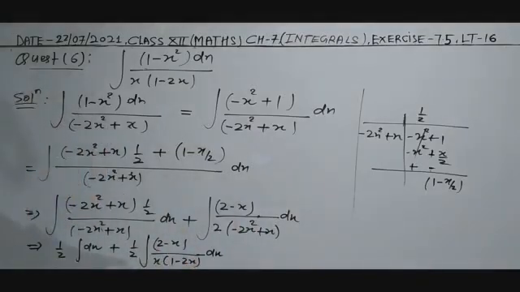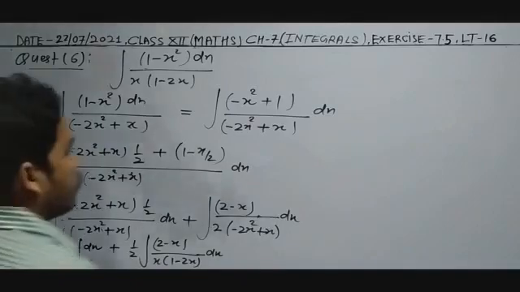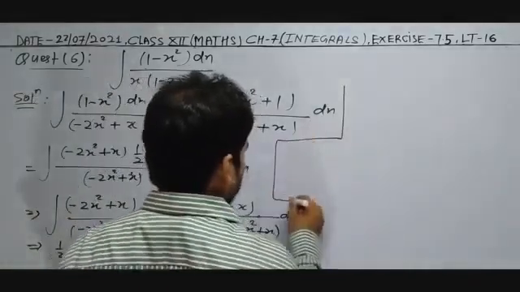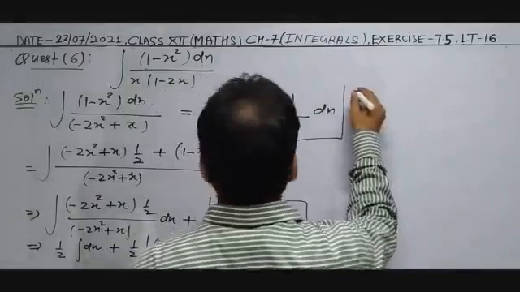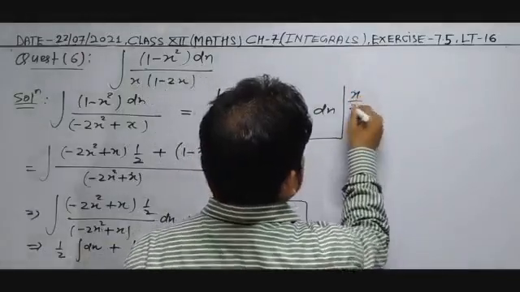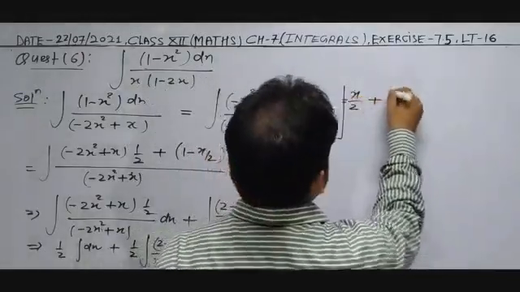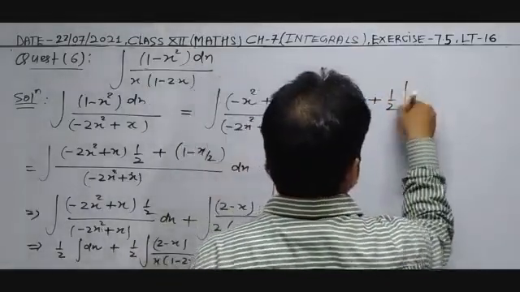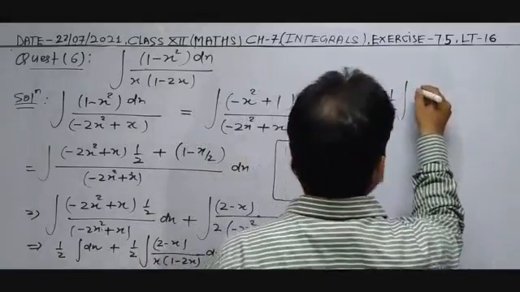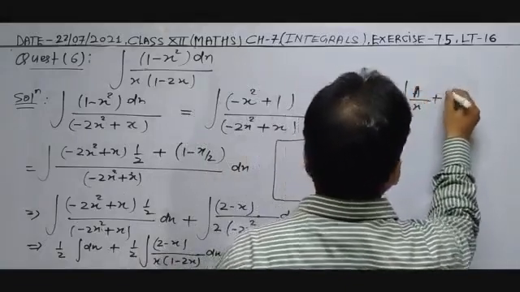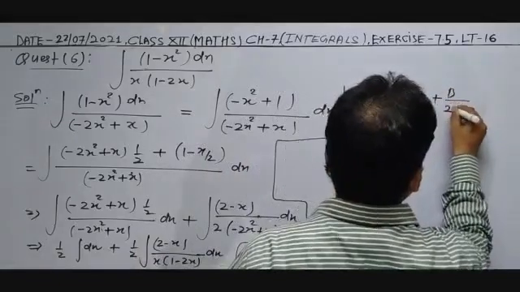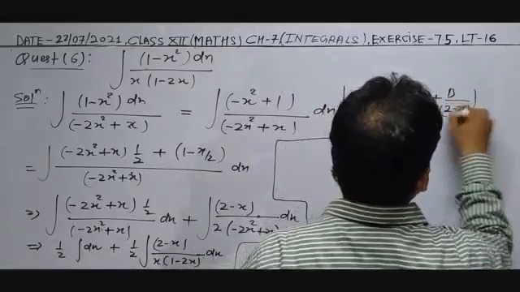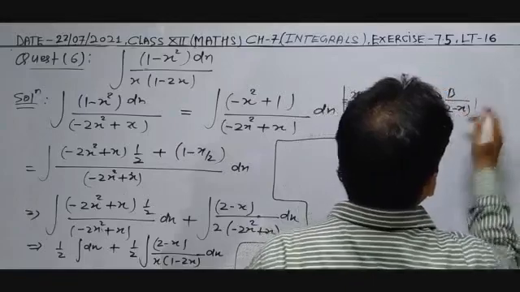Now we can apply partial fraction method in these steps. So integration of 1 dx is 1 by 2 into x. So x by 2 plus 1 by 2 times this expression we can write integration of a upon x plus b upon 1 minus 2x dx.